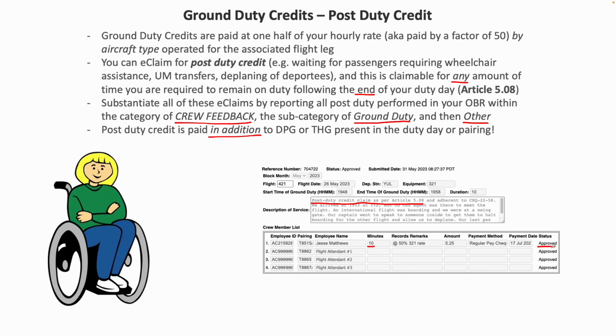Just as with the last example, you won't see individual information as to what the flight attendants are paid out, but as long as you are showing approved for all of them, then that's the most important thing to look for, is to make sure that it's approved for them. Unlike ground service to passengers, post-duty credit would apply equally to you and your flight attendants if it's the end of your duty day. So you would be expecting it to be approved for everyone if they have the same end to their duty day.